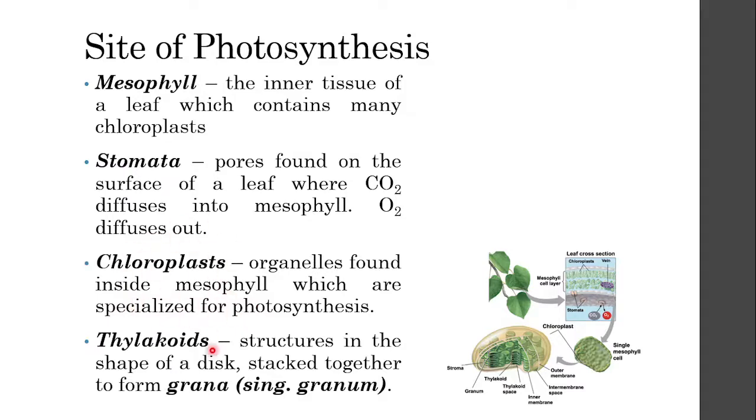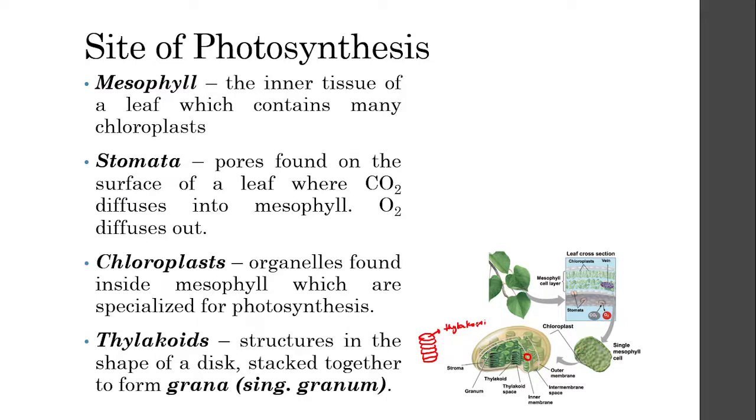Found in this chloroplast are the thylakoids. Thylakoids are disc structures. So that one disc that you see is called a thylakoid. If you stack them together in such a way that you form a stack of pancakes, or you can think of it as a stack of coins, or as the Michelin Man, this one right here is the thylakoid.